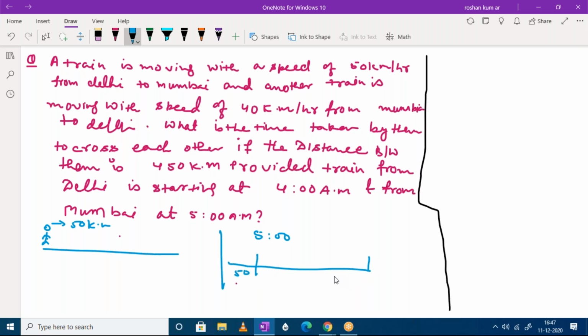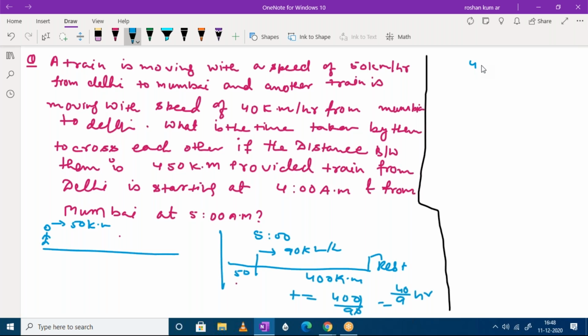And then the second train started. Total distance was 450, so the remaining distance will be 400 only. And now at this place, I'll use the relative speed and keep this fellow at rest. And I'll say that you move with the speed of 90 km per hour. The time will be 400 by 90, which is equal to 40 by 9 hours. Now, how to convert 40 by 9 hours into minutes and seconds?